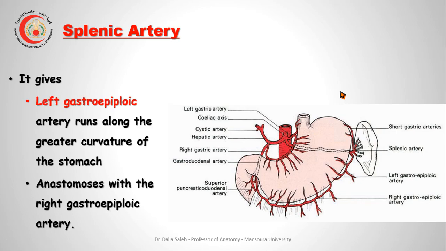And also, it gives another branch called left gastroepiploic artery. It runs along the greater curvature of the stomach and anastomoses with the right gastroepiploic artery and supplies also the stomach and the greater omentum.